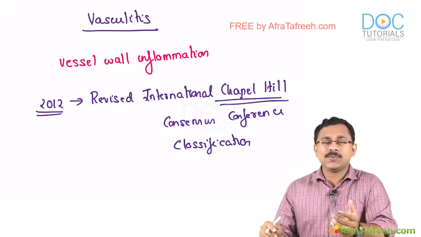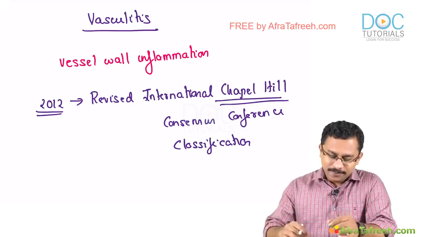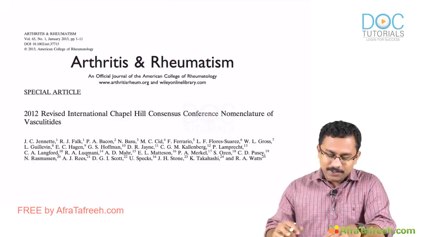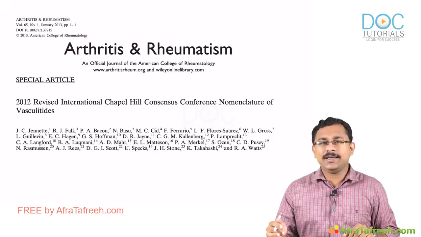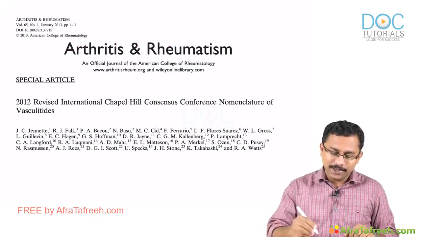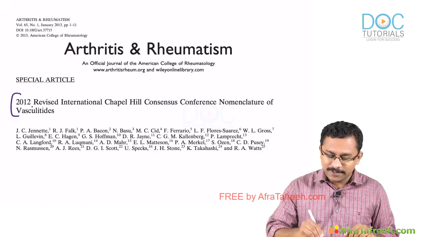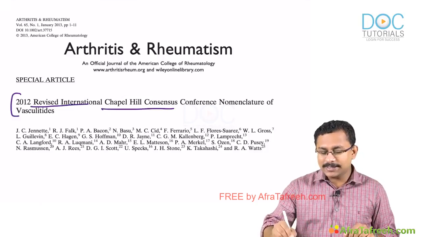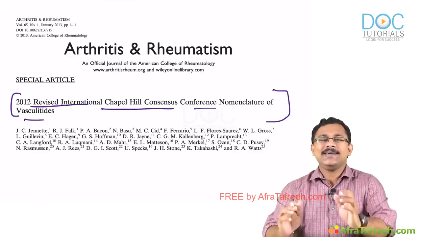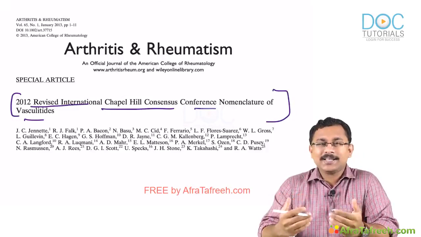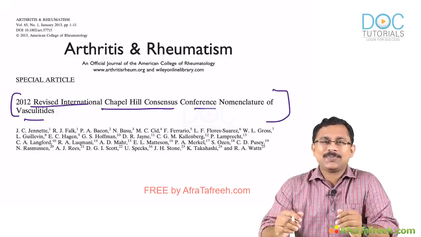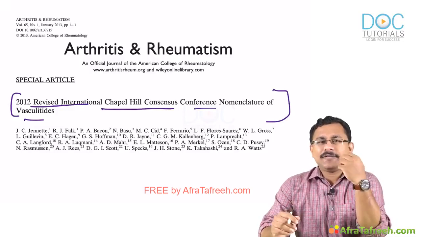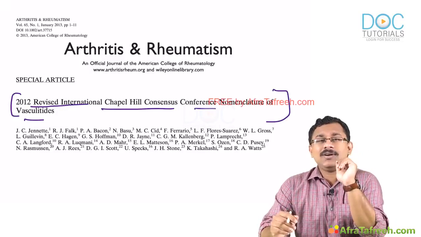It was in 2012 that the classification came, and it was published in 2013. Okay, in the official journal of the American College of Rheumatology. Okay, so you can see here the 2012 revised International Chapel Hill Consensus Conference. So that is the classification nomenclature that we are going to learn. So how did they classify the vasculitis? Okay, so the classification of vasculitis was based on what was the predominant vessel that was involved.